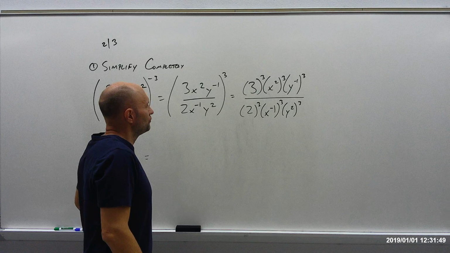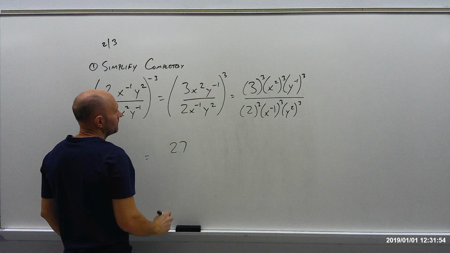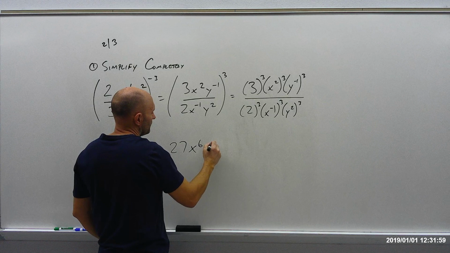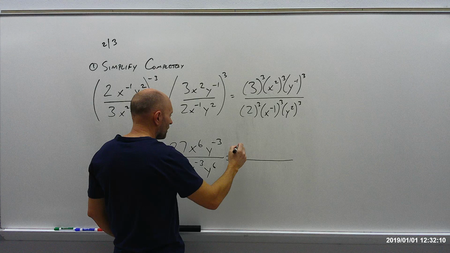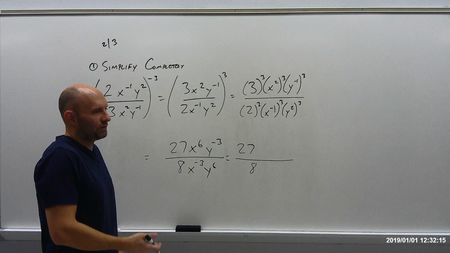So 3 to the third, that's 27. 2 times 3 is 6. Negative 1 times 3 is negative 3. 2 to the third is 8. X to the minus 3. Y to the sixth. So again, the numbers are done. We're done manipulating those. We don't move one up to the other, or if one's negative, move it to the top to make it positive. No, they're done. 27 and 8 stay where they are.